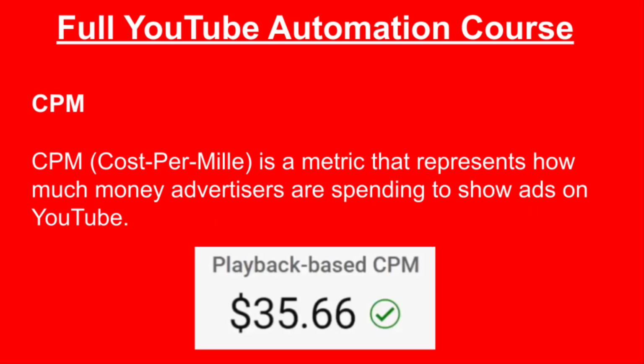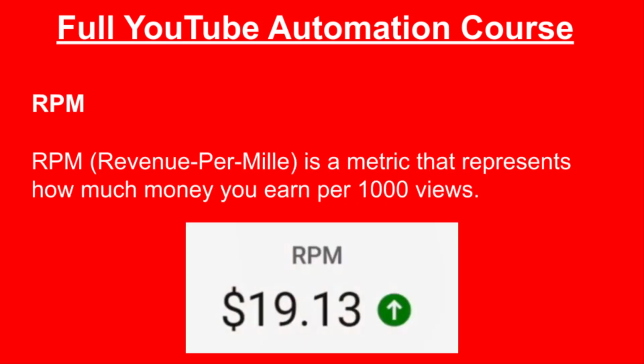A CPM is a metric that represents how much money advertisers are spending to show ads on YouTube. So it doesn't mean how much money you are making per 1,000 views. It just means how much advertisers are willing to spend on the type of videos that you are posting. And you have an example below, which is a playback-based CPM of $35.66 per 1,000 views.